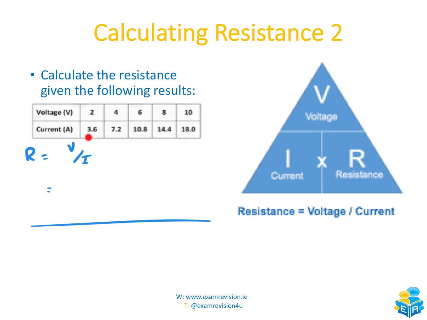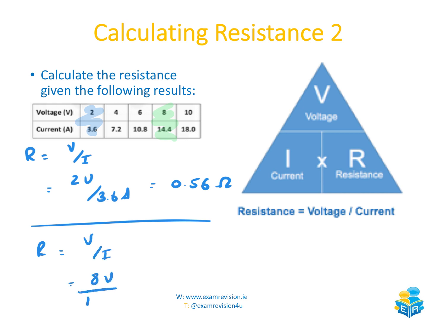So the voltage is 2, the current is 3.6. And if we pop that into our calculator, 2 divided by 3.6, we'll end up with 0.56 ohms. Okay, so that was for this particular data set here. I'm going to do it with this one over here as well. So the resistance is equal to the voltage divided by the current, which is going to be 8 volts divided by 14.4 amps. Pop that into your calculator and you will also get 0.56 ohms.